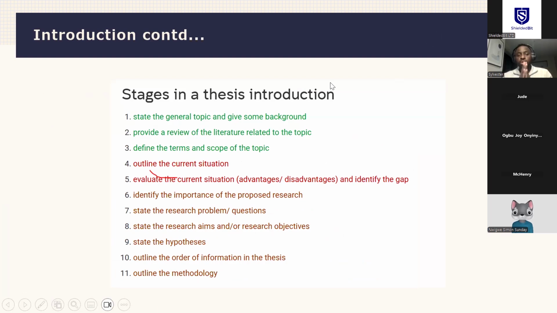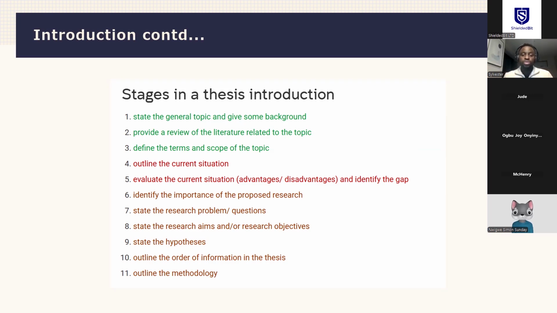Okay. So the stages in the thesis introduction, I'll just try to list as many things as possible. State the general topic and give some background, like I said. Provide a literature review related to the topic, but restrict it to just a bit of it. Define the terms and the scope of the topic. Outline the current situation. Evaluate the current situation. Identify the importance of what you're doing. State your problems and the aims and objectives. Then you can make hypotheses. Depending on the area, there's a little bit of difference between humanities, social sciences and STEM. Some of their structures differ. I'll come to them in a bit. But as a general rule, these are the things you have to put.